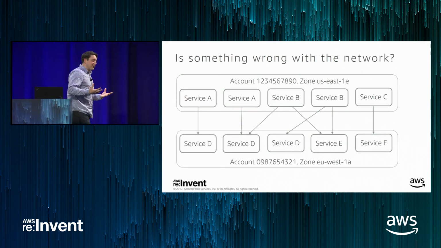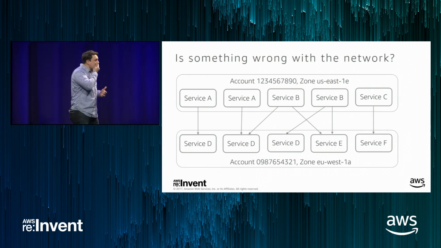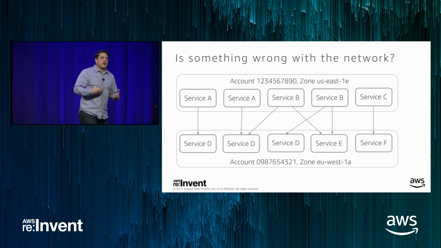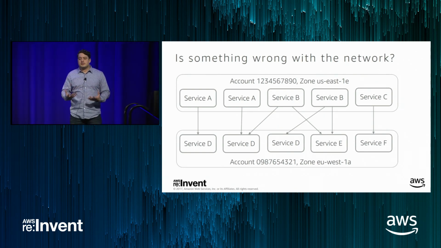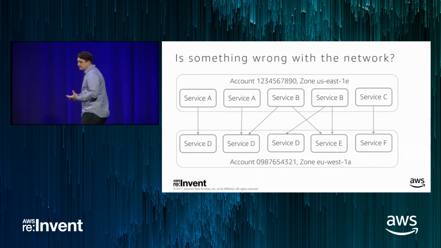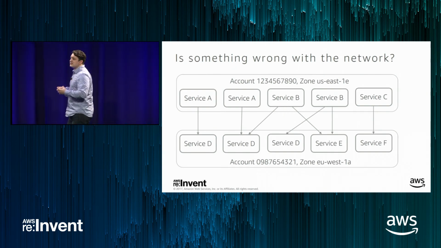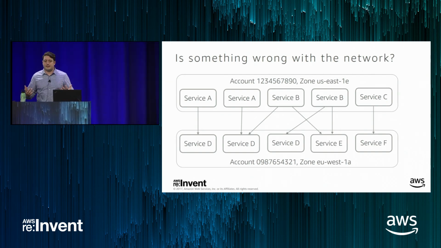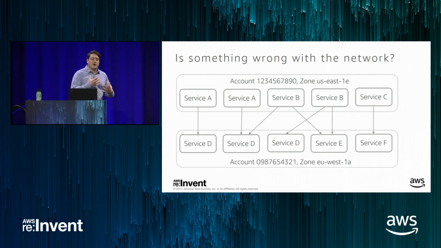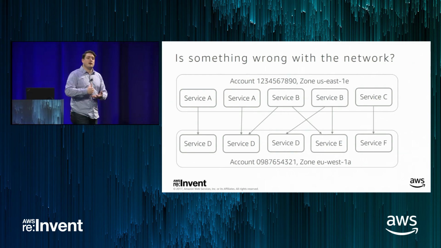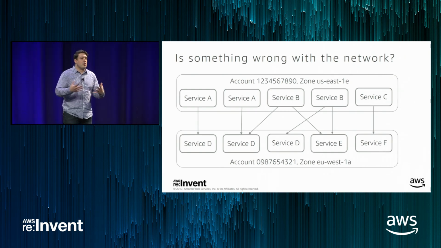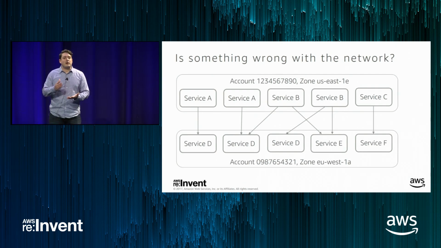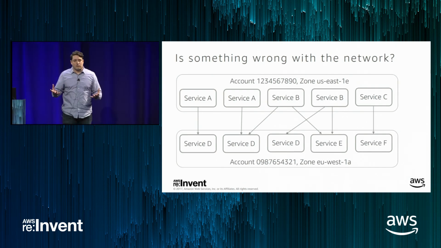So, is something wrong with the network? The next couple slides are going to talk about how the anomaly detection works in a specific use case. Imagine you've got a set of services under a specific AWS account in a specific AWS zone, US East 1E, and they're interacting with a different account in another region. This represents what we think is normal behavior. And you're passing the anomaly detection algorithm a set of counts associated with this, or perhaps just the raw data associated with it.